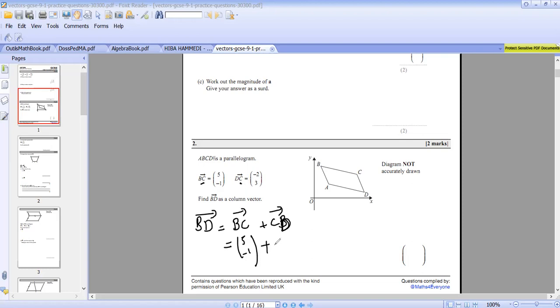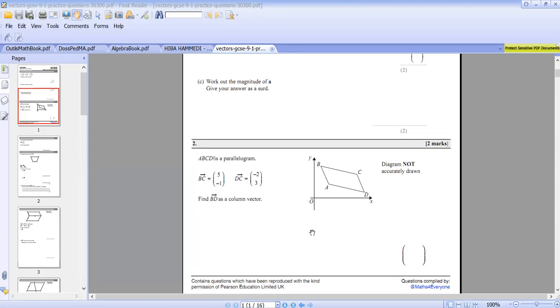So let me write it like that, minus DC, right? So it will be (5, -1) minus DC. DC is equal to (-2, 3). So the outcome will be equal to 5 minus -2, so plus 2, and -1 minus 3, so -4. So the outcome is equal to (7, -4). So this is the final outcome, (7, -4). So this is for the first two questions.